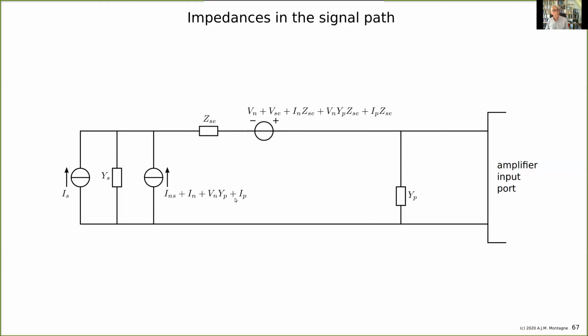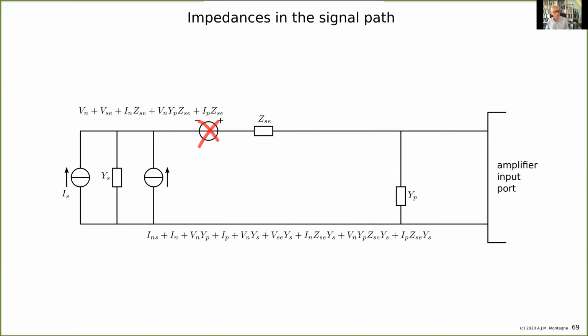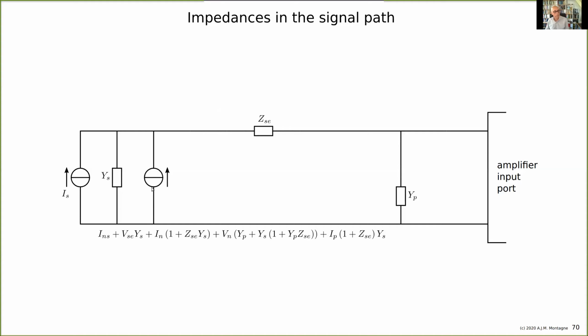But the voltage source next to ZSE is not at the right place, and I can convert it into a current. Just swap if you don't see it immediately, because you can swap it, it doesn't change the network. And now you see that this voltage source that is now there can just be converted together with YS into a current in parallel with INS. So that's what I'm doing. And we have everything together here.